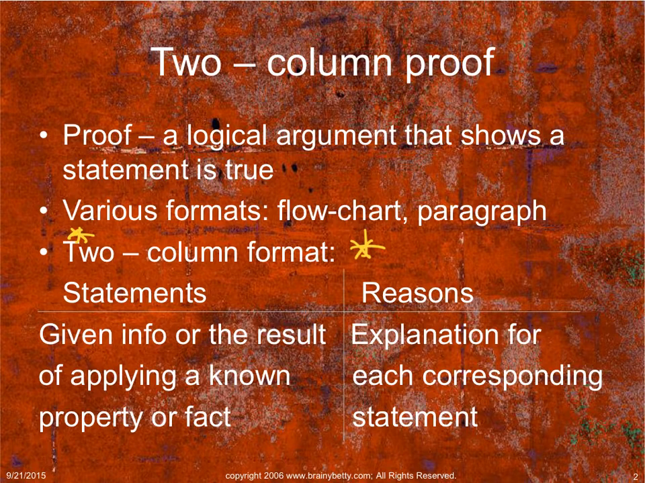So our column on the left will be for statements, and our column on the right will be for the reasons. Our statements will include either the given information, and then from there, how we would change from step to step, or the result of applying a known property or fact. Explanations must be given for each corresponding statement. And on the next slide, we're going to talk about valid reasons or justifications.